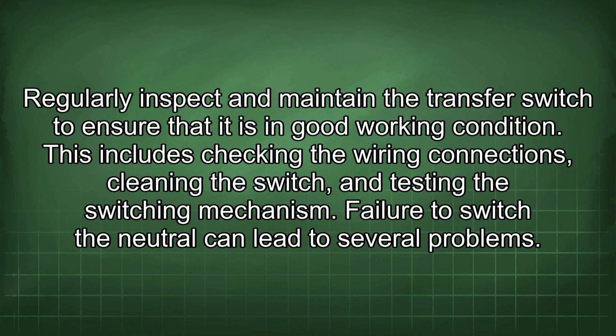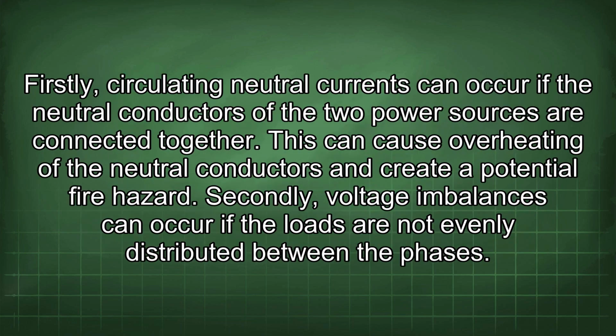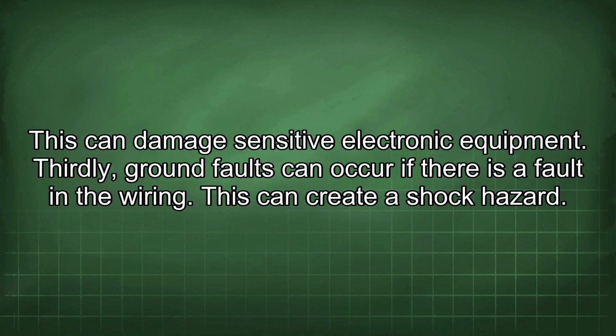Failure to switch the neutral can lead to several problems. Firstly, circulating neutral currents can occur if the neutral conductors of the two power sources are connected together. This can cause overheating of the neutral conductors and create a potential fire hazard. Secondly, voltage imbalances can occur if the loads are not evenly distributed between the phases. This can damage sensitive electronic equipment. Thirdly, ground faults can occur if there is a fault in the wiring. This can create a shock hazard.